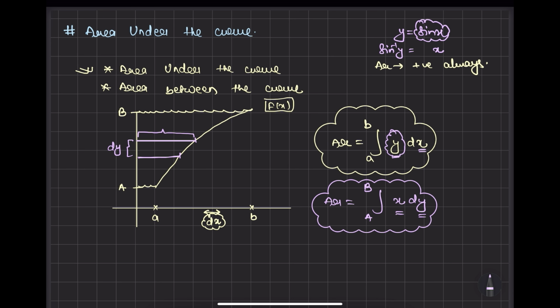First you have to decide which is more convenient. If x is convenient, go with dx, and write everything in terms of x. If you are comfortable with y, write everything in terms of y. I hope you understood the concept and you are good to go with the illustration part.